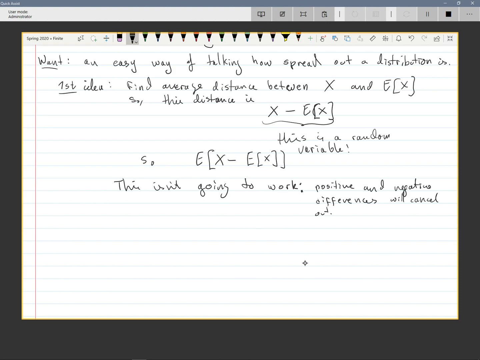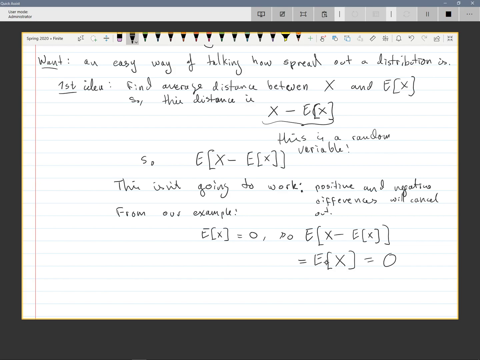And this is a problem because the expected value of x in our example is 0. So from our example, the expected value of x equals 0. So the expected value of x minus the expected value of x equals the expected value of x minus 0, which is just x, equals 0. So this is not capturing how spread out this is, because it would give 0 for x and y.